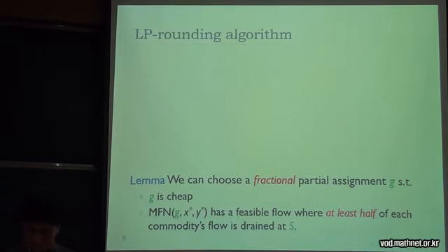Now, of course, what we want to prove usually is not true. But what we can actually prove is we can choose a fractional partial assignment, not an integral partial assignment. And then, even though not all the flow is going to be drained at the facilities with small opening, we can say that at least half of each commodity will be drained at the facilities with small opening. That's what we will be actually able to prove.